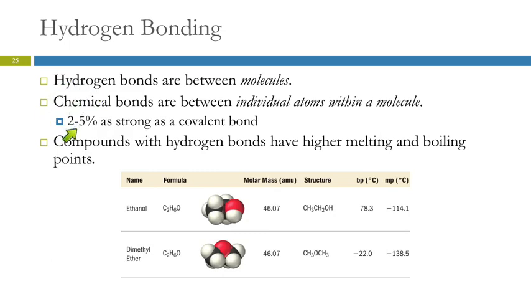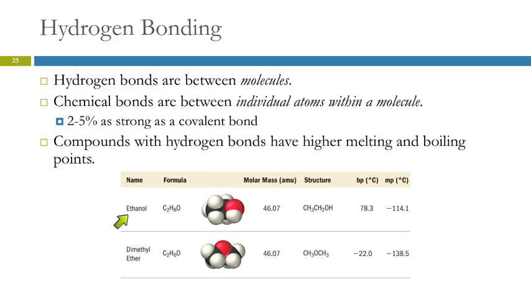Hydrogen bonds are only 2 to 5% as strong as a covalent bond. So like 1/20th as strong at most. Okay? They're much weaker. We see that compounds with hydrogen bonds have higher melting and boiling points than polar molecules of the same mass that do not have hydrogen bonding.